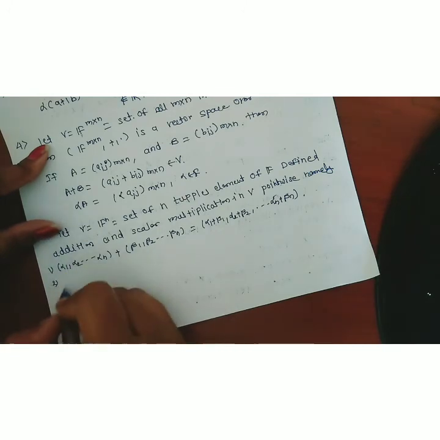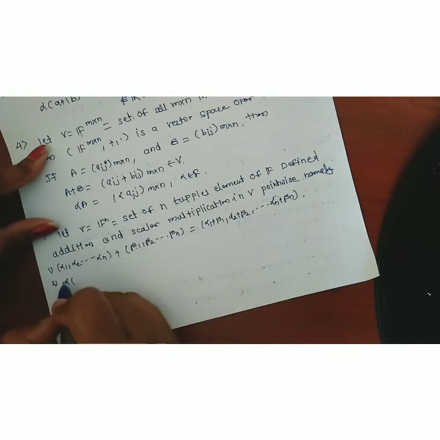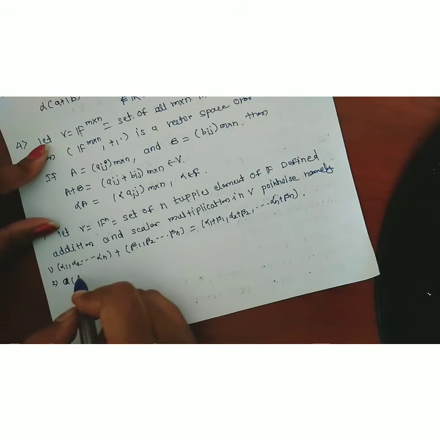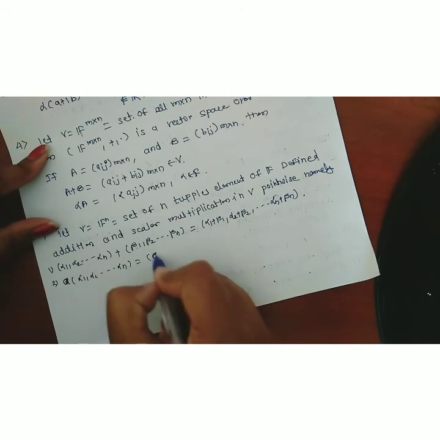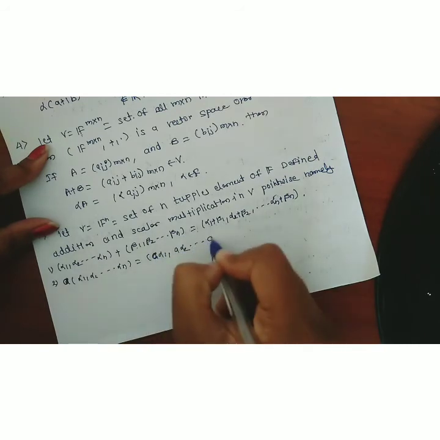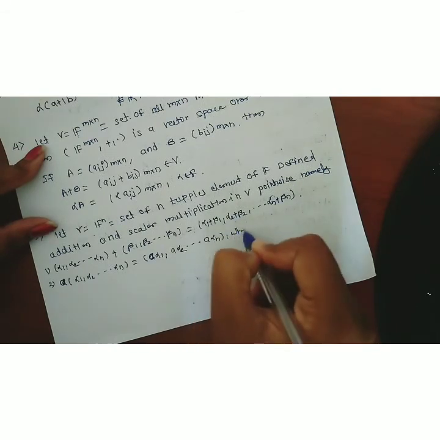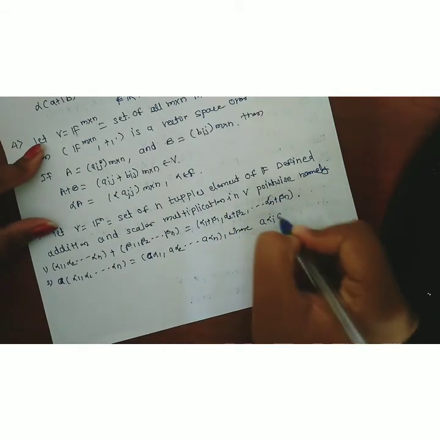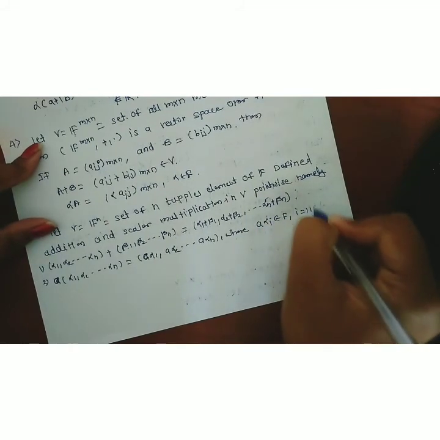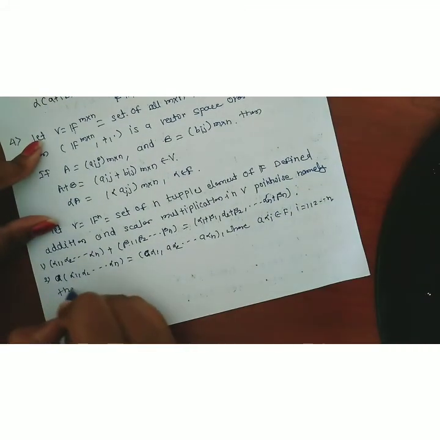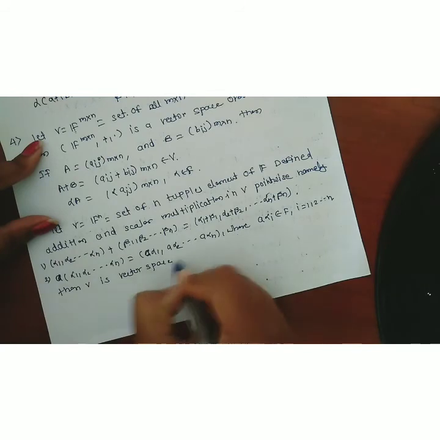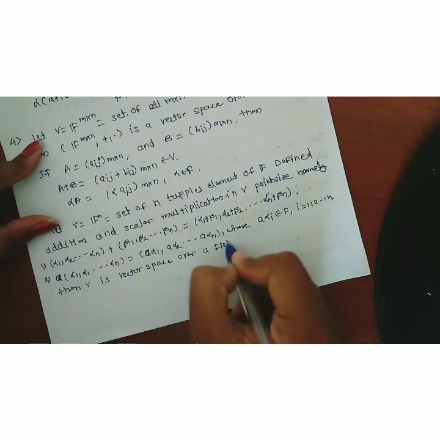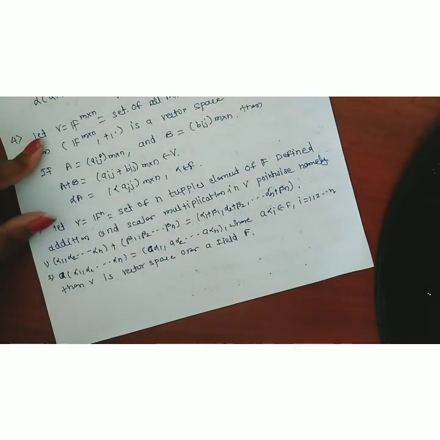And second, under addition, the scalar multiplication is given by: suppose a belongs to the field F. Then a times (alpha 1, alpha 2, up to alpha n) is equal to (a alpha 1, a alpha 2, up to a alpha n), where a alpha i belongs to field F, i running from 1 up to n. Then V is a vector space over the field F. Okay, now consider Fn.